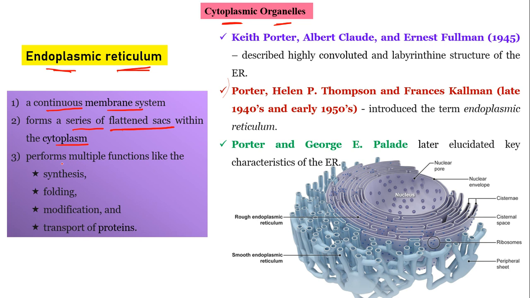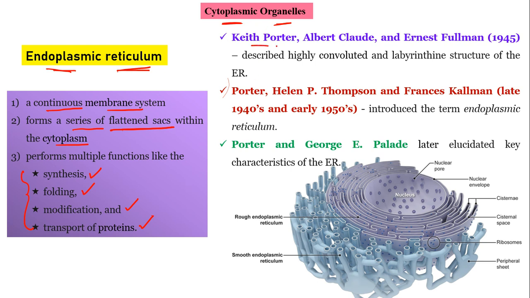And what is it doing? What is its function? Why should the endoplasmic reticulum be there in the cell? Because this endoplasmic reticulum performs the function of synthesis, protein folding, lipids, as well as modification of proteins and the transportation of the proteins. So these four are the functions of the endoplasmic reticulum. It synthesizes proteins, folds the proteins, modifies the proteins, and then transports the proteins. Along with the proteins, it also synthesizes small lipids.